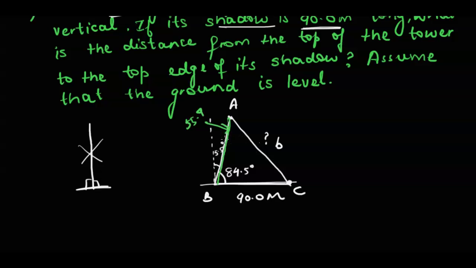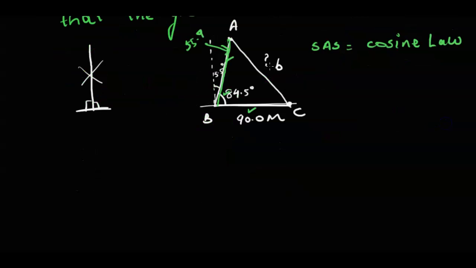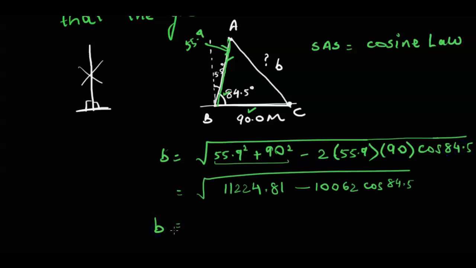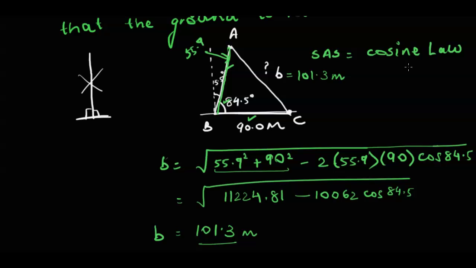In this triangle we are given this side, we are given this side, and we are given this angle. So we are given side angle side, which indicates that we have to use cosine law. And cosine law to solve for unknown side B is the square root of 55.9 squared plus 90 squared minus 2 times 55.9 times 90 times cosine 84.5. And this gives us the side length B equal to 101.3 meters.